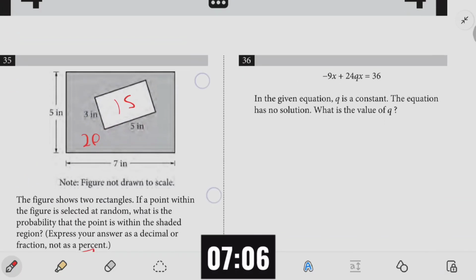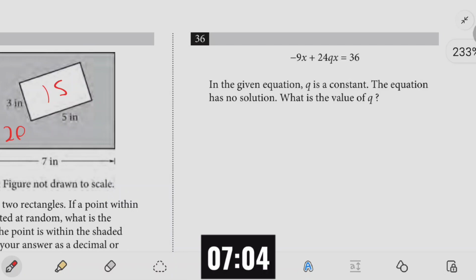How much time do we have? Okay, I think we have 10 more minutes. Or not. 20, maybe less.